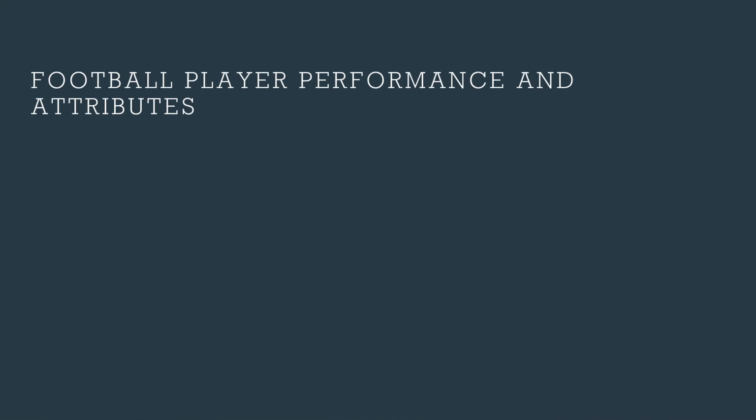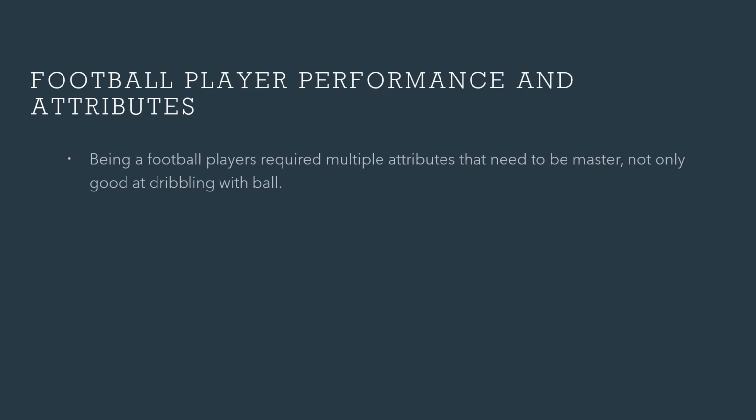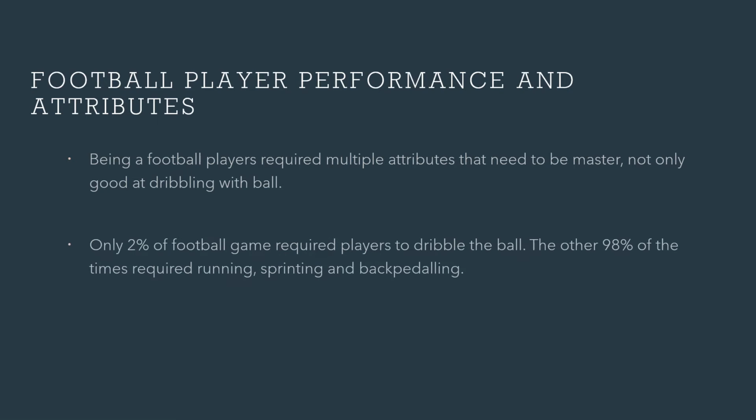In order to develop this project, there are two things that need to be investigated and understood. The first one is the football player's performance and attributes. To become a football player, a person not only needs to be good at dribbling the ball, but also needs to be good at multiple other attributes. In fact, according to statistics, only 2% of a football match involves the player dribbling the ball. The other 98% of the time requires the player to run, sprint and backpedal.